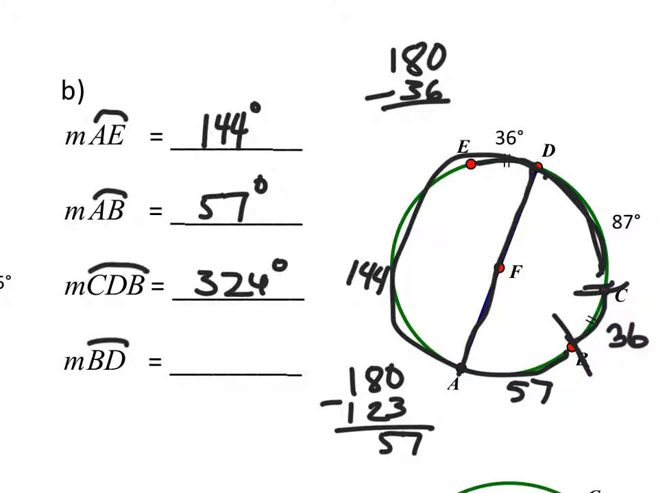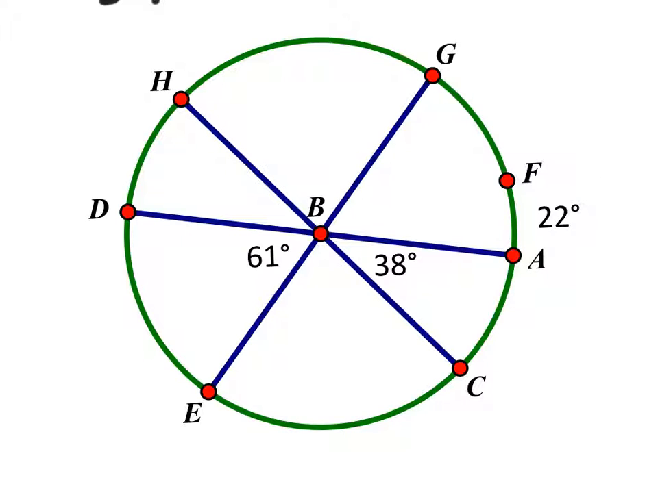And the last one is arc BD. So arc BD is 36 plus 87. 36 plus 87 is 123. And I figured out the problem. In the next problem, I'll do the same strategy of first studying the diagram, marking up the diagram with as much information as I can, and then using the diagram to answer the questions.